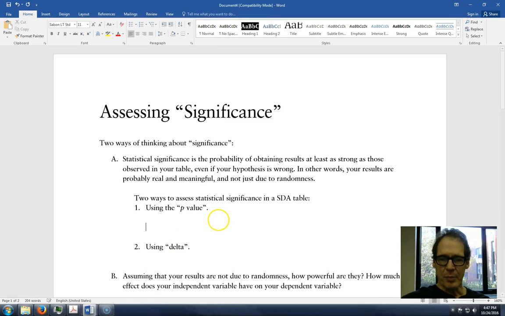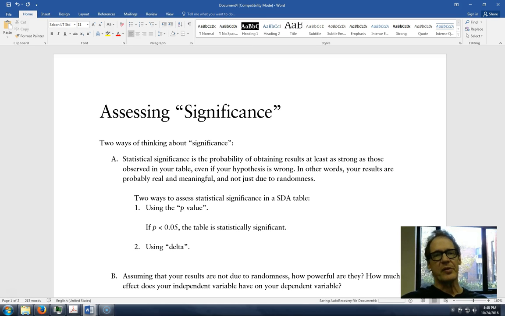So I'm going to make a rule. If P is less than 0.05, the table is statistically significant. This is our rule. So we're saying if there's a less than 5% chance that our table could be due to randomness, we're going to accept it as significant. That difference between men and women is meaningful. No matter how small it is, we're going to accept it as meaningful.